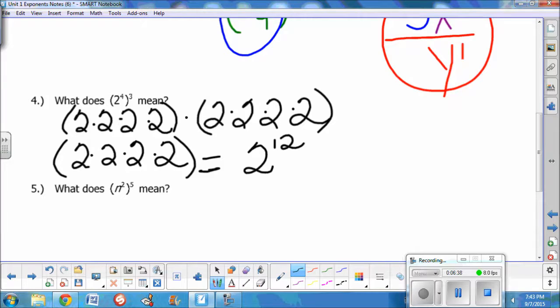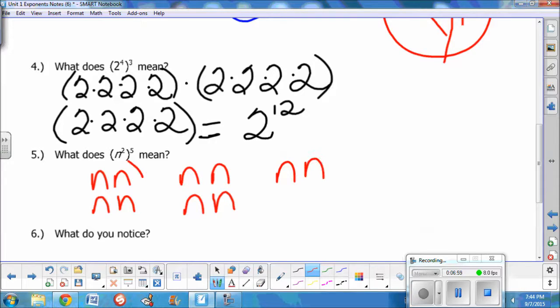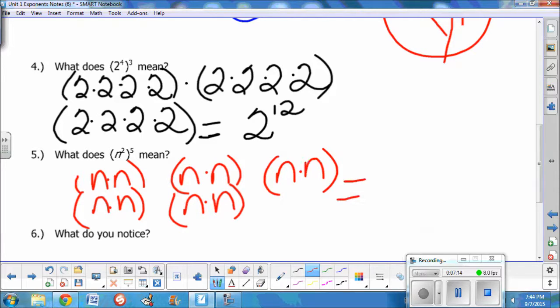So there's got to be a shortcut somewhere in here to determine what that is. So now let's put a letter in there and we say n squared to the 5th. What does that mean? It means n squared times itself 5 groups. And we have all of that as multiplication. And again, what do we do when we multiply? We add our exponents. So when we add those all up, we end up with n to the 10th.